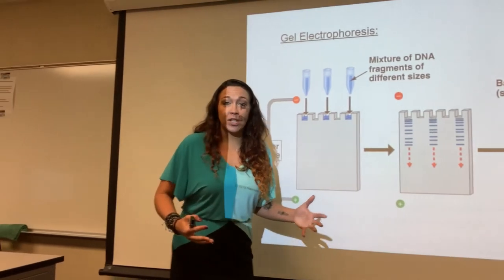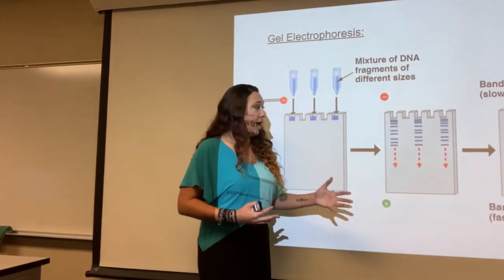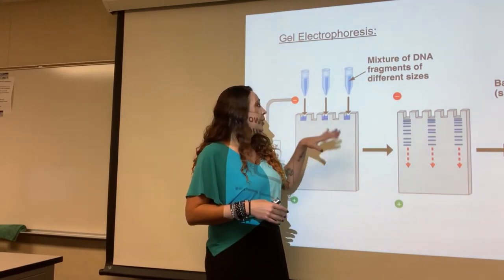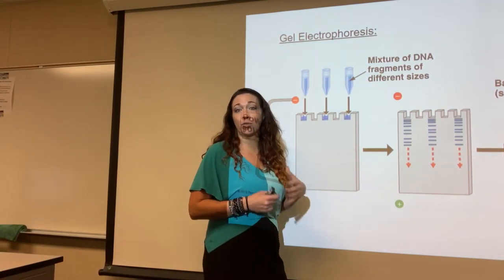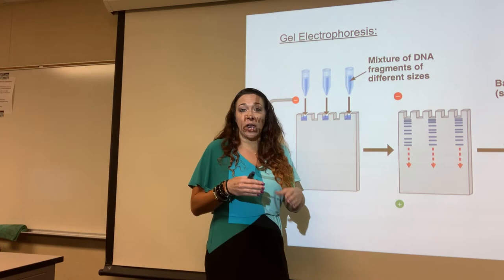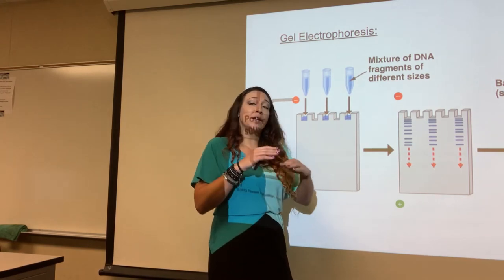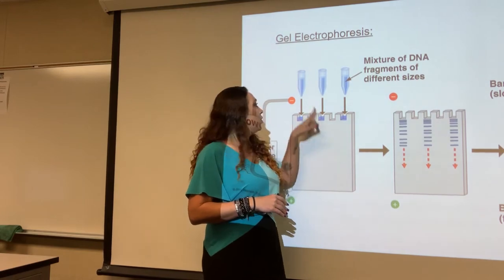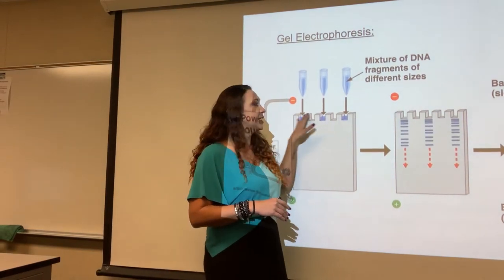Now, this is actually how you do the DNA sampling, okay? We're going to be taking those little STRs and we can put them in what's called a gel electrophoresis. This can help us determine the number of STRs, because they're going to get separated by size. So you inject the DNA into these little wells.